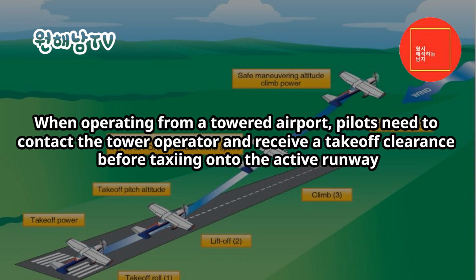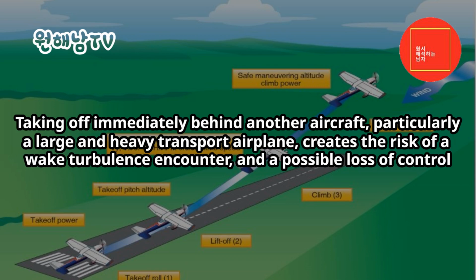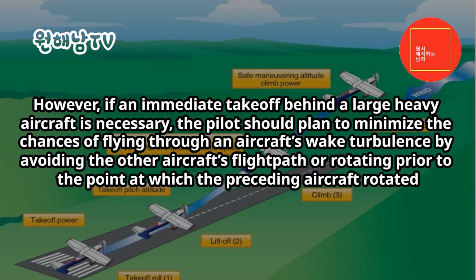When operating from a towered airport, pilots need to contact the tower operator and receive a takeoff clearance before taxiing onto the active runway. Taking off immediately behind another aircraft, particularly a large and heavy transport airplane, creates the risk of a wake turbulence encounter, and a possible loss of control. However, if an immediate takeoff behind a large heavy aircraft is necessary, the pilot should plan to minimize the chances of flying through an aircraft's wake turbulence by avoiding the other aircraft's flight path or rotating prior to the point at which the preceding aircraft rotated.